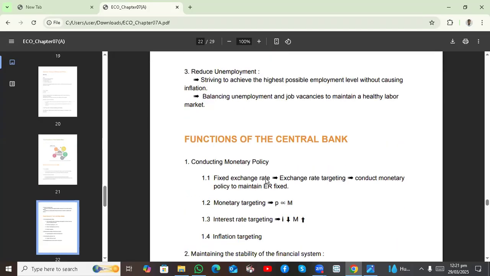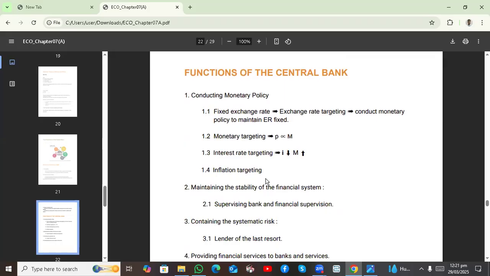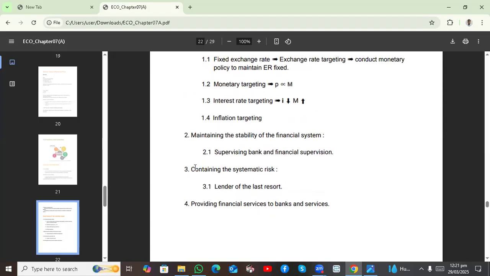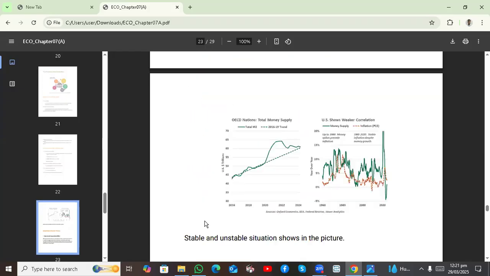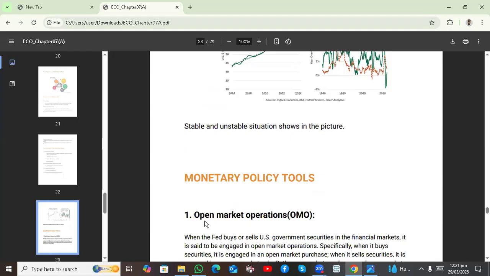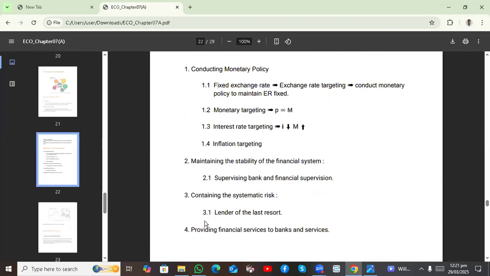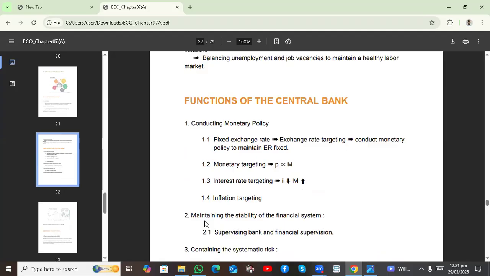Now we see the functions of the central bank. So, what are the functions of the central bank? First, conducting monetary policy, maintaining the stability of the financial system, containing systemic risks, and providing financial services to banks and the government.